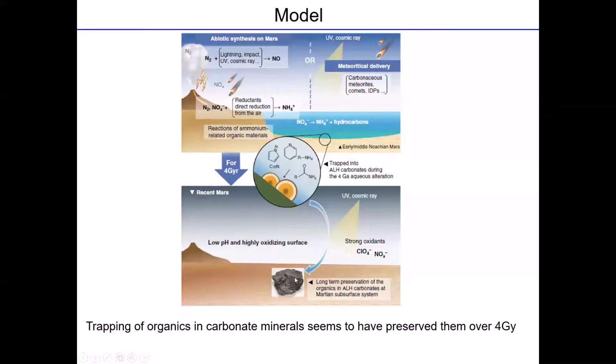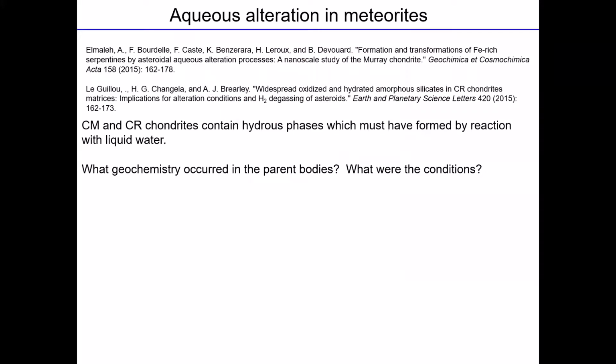Anyways, the stuff sat on the surface, and eventually was blasted out of Mars orbit into Earth by some other impact, and that's why we have it. So the fact that we still see these organics shows that carbonate trapping can preserve organics over billions of years, even despite a highly hostile environment to organics.